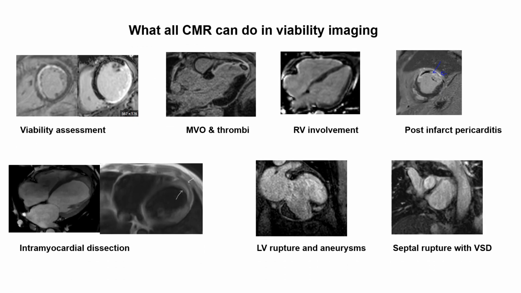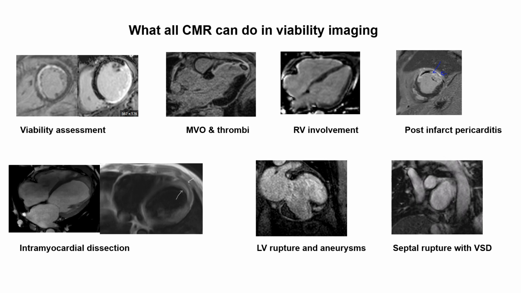So what all can CMR do? It will tell you about the viability assessment, whether the myocardium is viable or not. It will tell you about the microvascular obstruction and the thrombi, RV involvement, post-infarct pericarditis. Sometimes you see this blood seeping between the myocardial layers, which is called intramyocardial dissection. And then you can also see the LV rupture and the thrombus within the ruptured pseudoaneurysm in the inferior wall of LV, that is RCA territory.